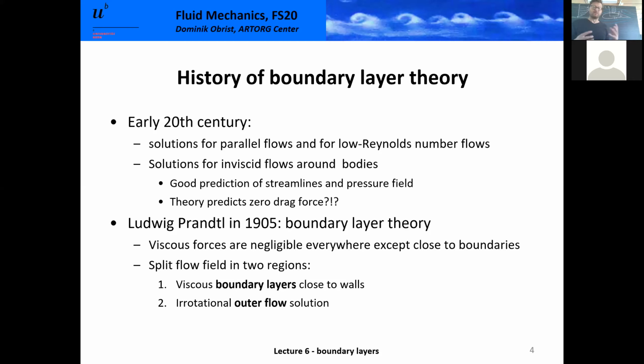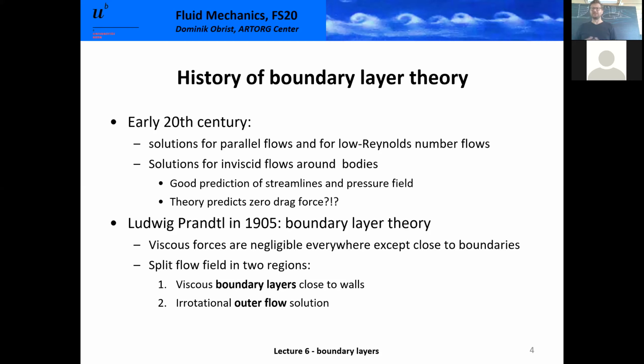Prandtl said, well, obviously, we have two regions of a flow. We have an outer flow, shown here by the blue streamlines going around the airfoil, and then these blue regions, like the bulk of the flow, viscosity is unimportant.